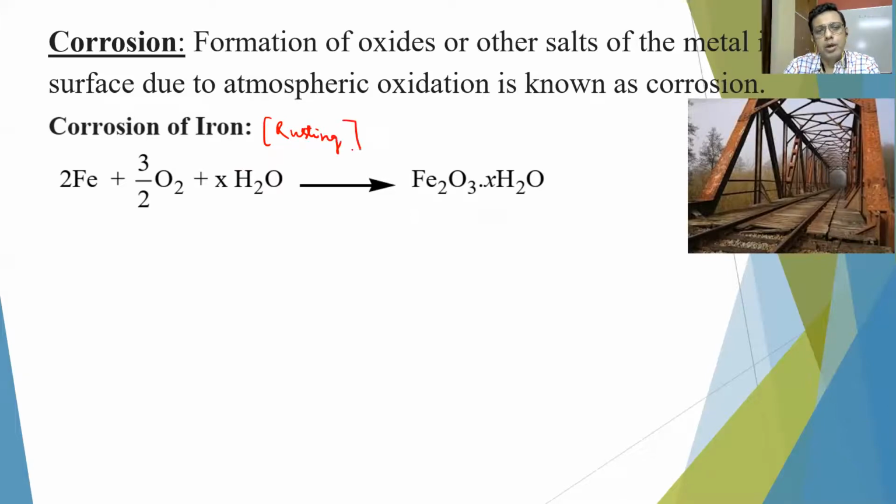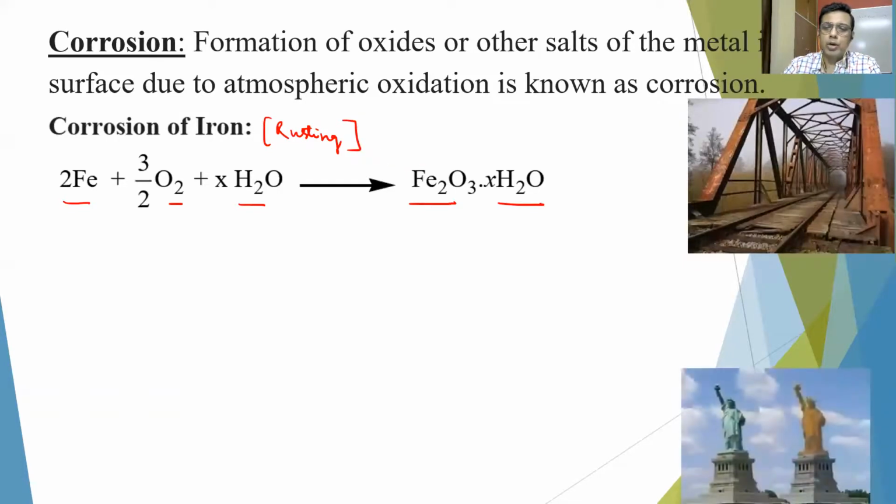It's commonly called rusting, where iron reacts with oxygen in the presence of water vapor to produce iron oxide and XH2O. This XH2O is called water of crystallization, but in the case of rust, that water of crystallization is not fixed. About water of crystallization, you'll get that in the acid and base chapter, the next chapter. So then we'll talk about this. So you have understood what this is?